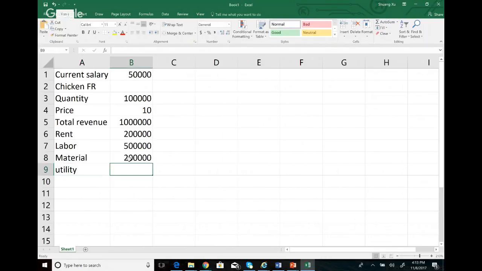So utility, let's put it for not that much. Let's do $60,000 for utility. So that's your water, your gas, your electricity. Okay. Now let's see how much is this company's total cost. So total cost here. Well, let's be careful. Not total cost. Let's see how much is our explicit cost.